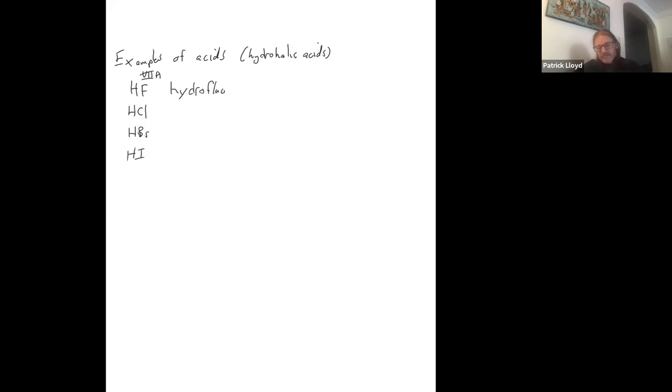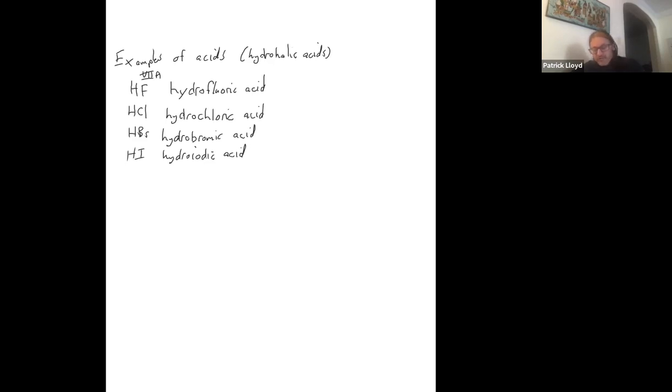So fluorine becomes fluoric acid. Hydro, so you put hydro at the front, and then you change the name of the element from chlorine to chloric. Same thing here. Hydro, bromine becomes bromic acid. Hydro, iodine becomes iodic acid.